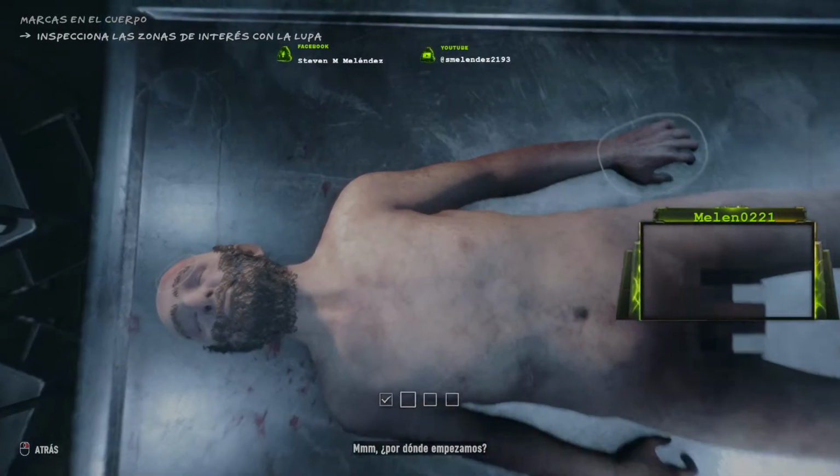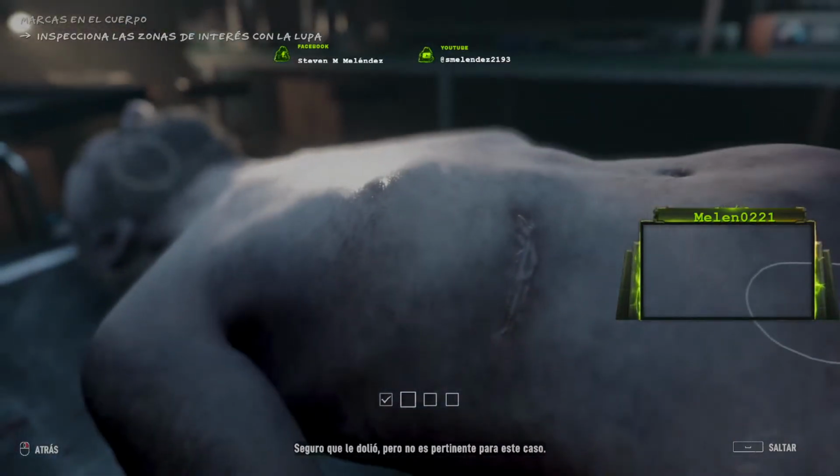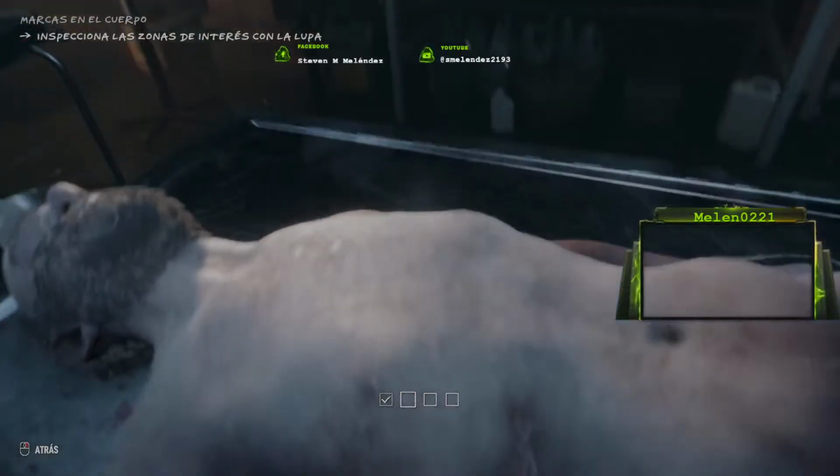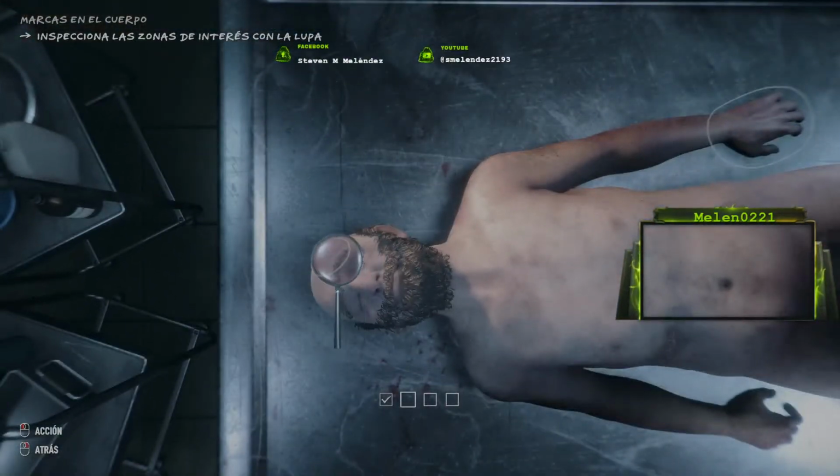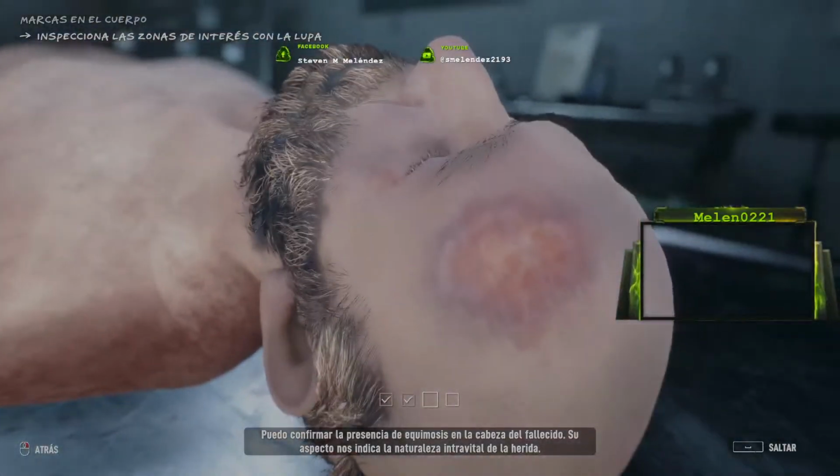Which spot first? It looks like a burn mark. No doubt painful, but it's not pertinent for this case. Okay. I can confirm the presence of ecchymosis on the deceased man's head. The appearance indicates the intravital nature of the wound. Add alcohol.